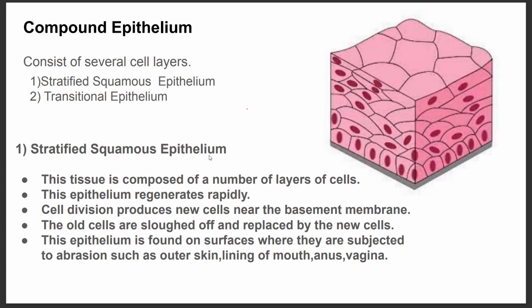Stratified squamous epithelium is the epithelial tissue which can be found in our outer skin. Now, the thing you have to know is that this is composed of several cell layers. So where are the new cells? Where are the old cells? Cell division occurs near the basement membrane. So new cells are present at the basement membrane. Cell division produces new cells at the basement membrane, and the old cells are sloughed off and replaced by the new cells. At the top layers, there are old cells.